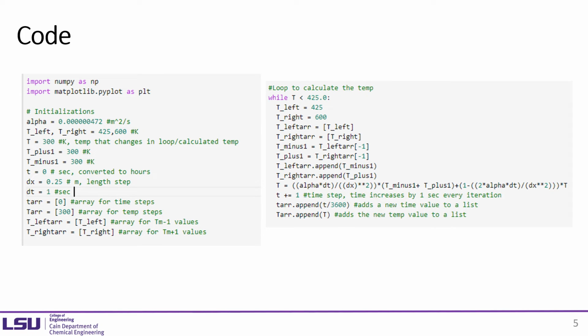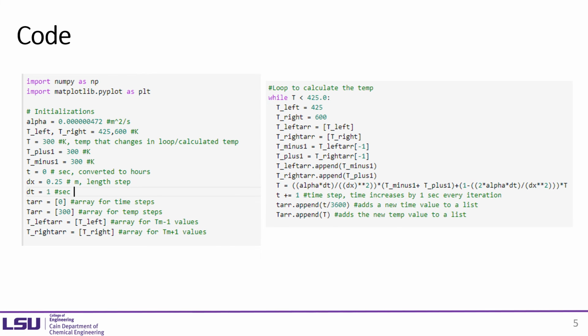So for the overall T, the center, I calculated it to be the equation that was shown before, so alpha times dt divided by dx squared times (T minus 1 plus T plus 1), plus (1 minus 2 times alpha times dt divided by dx squared) times the previous temperature. So this time value is just adding on 1 second in the loop so that it keeps looping, and it keeps adding time going throughout the wall, and keeps calculating. So these last append functions are just adding on the temperature calculated and the time calculated to those arrays and adding them in a list so that I can plot it later. The time is divided by 3600 in order to get it into hours.